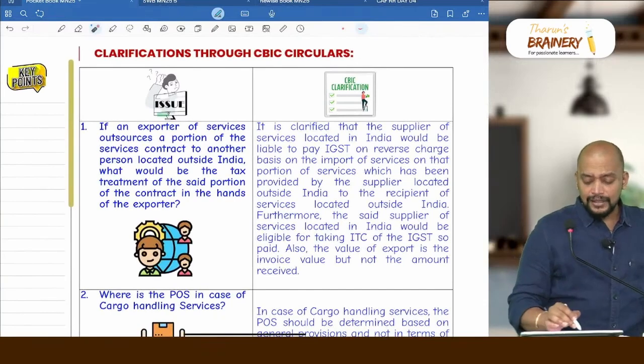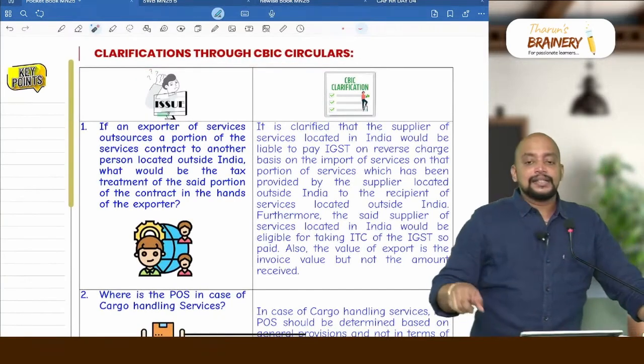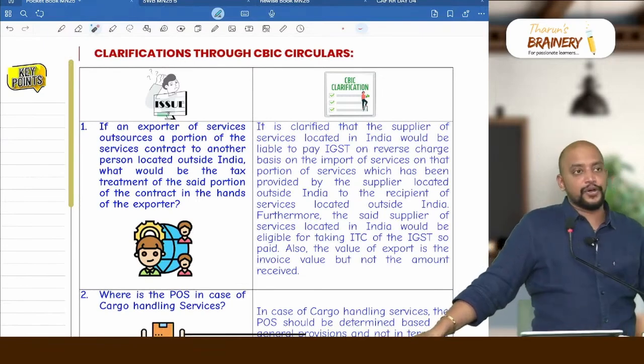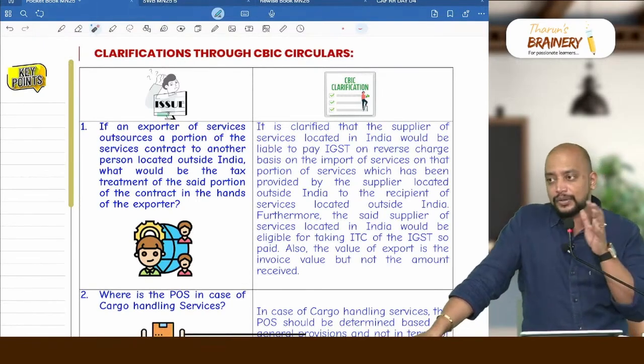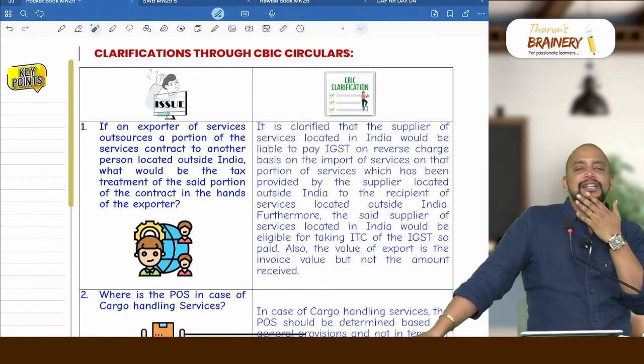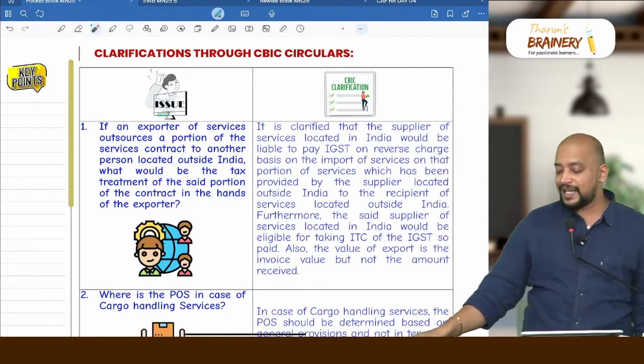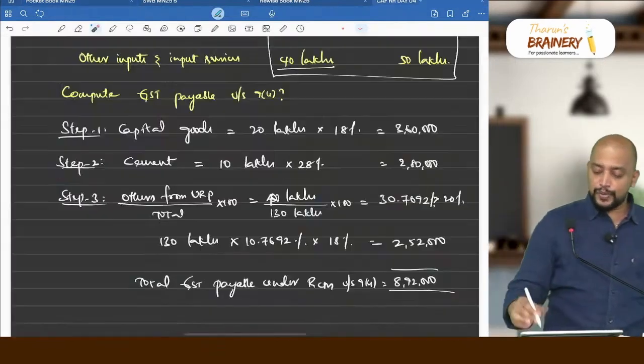Then the next area that we have is circulars, circulars on place of supply. In these circulars, they have added some newly circulars also. The first point is an old one only, that is in case of export of services, what should be taken as the value of export of service?